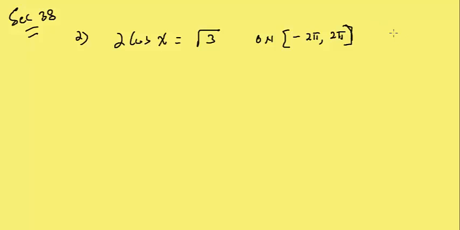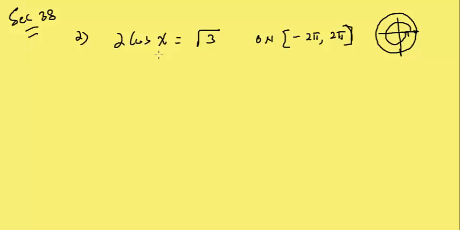What does that mean? They want you to find all the answers, go around the circle in this direction, and also go around the circle in this direction. So 2 pi to negative 2 pi.